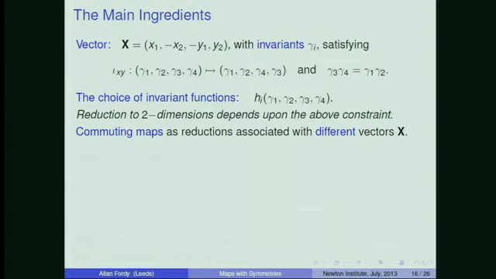Reduction to the two-dimensional space depends upon this constraint here, so you have to choose specifically. When you go down to 2 dimensions, you get a different form of the H depending upon this structure. In the 2 cases that I gave, if you choose something where these invariants have the same constraint, then you reduce to the same Hamiltonian, and then you'll get this phenomenon of reducing to 2 maps which preserve a Poisson bracket, well, preserve a symplectic form, preserve the Hamiltonian, and commute.